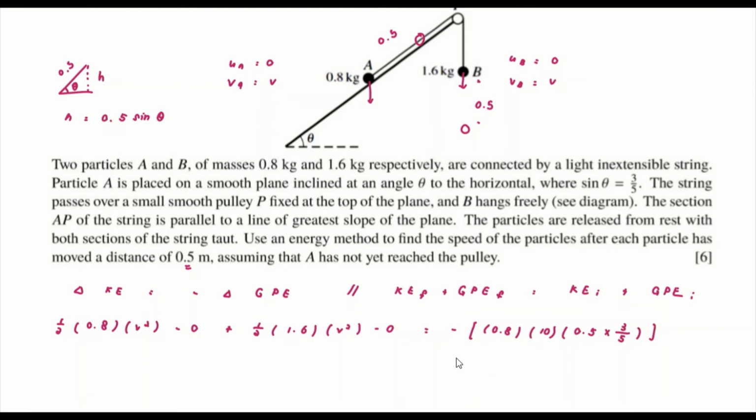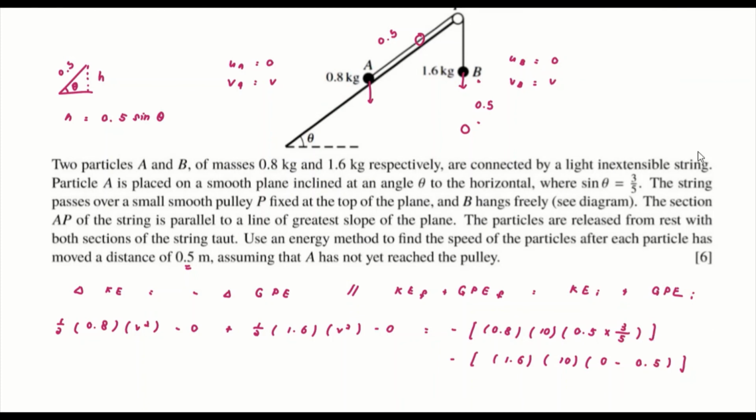All right, and then minus the other GPE. In this case, it is actually falling down, so we have 1.6 times 10. The height is dropping down from the initial, so the change will be 0 minus 0.5, final minus the initial. The initial is 0.5, so 0 minus 0.5, or you can just put negative 0.5 if you understand.